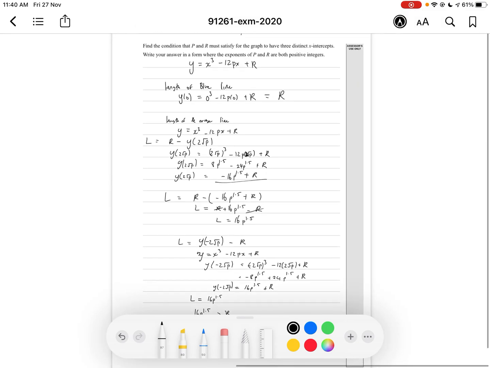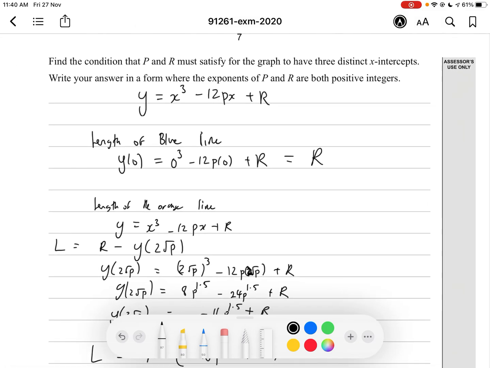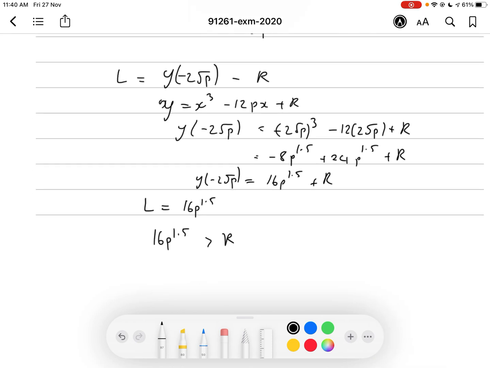And then we need to leave our answer with the exponents as positive integers. 1.5 isn't a positive integer, but if we square both sides here, we'll get positive integers as our powers. So 16 squared is 256. So 256p to the power of 3 is greater than r squared. And that's our final answer for this question.